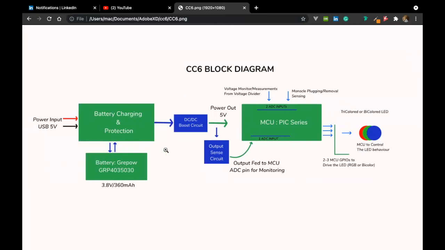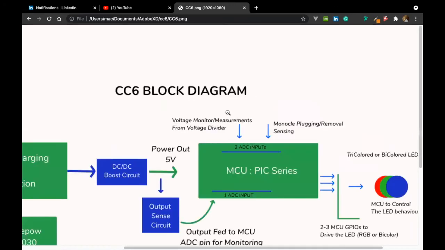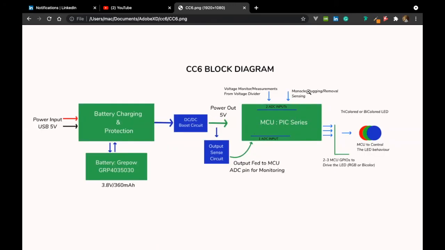We do some DC to DC circuit there. We sense the 5 volt output power. Then we have our MCU here. What is it doing? It's measuring and monitoring voltages with some of the voltage dividers we talked about. It also senses the removal and plugging, so the output is now being sensed by the MCU. We talked about microcontroller units. Then we have our outputs here, the feedback, where the LEDs could be tricolored or bicolored.